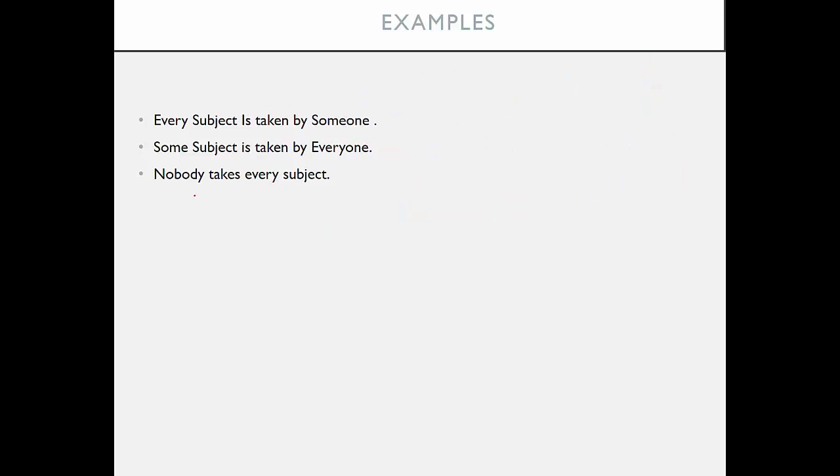Now we are left with this, which is nobody takes every subject. It's a bit tricky. Now let's take an example where John takes every subject. We'll represent it with this, where we have a universal quantifier. So this means John takes every subject.